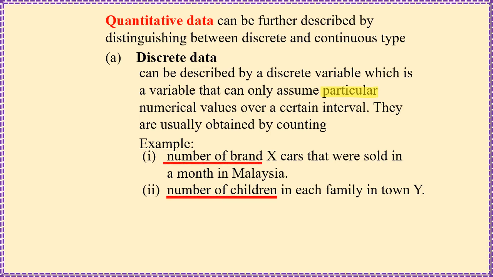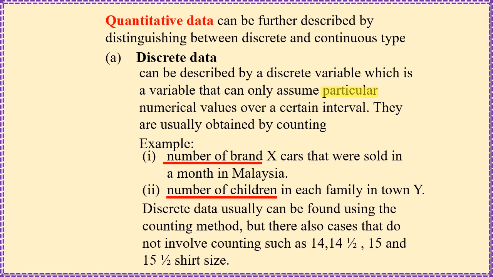But what is the difference between continuous and discrete? Both can be measured, so what is the difference? For discrete data, usually it can be found using the counting method. This is the keyword here, counting method. But there are also cases that do not involve counting, such as 14, 14 and a half, 15 and 15 and a half of shirt size or shoe size.